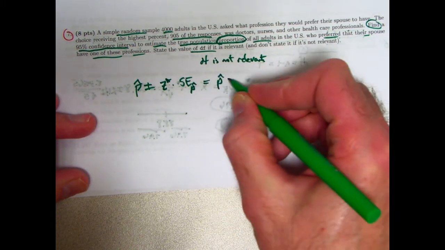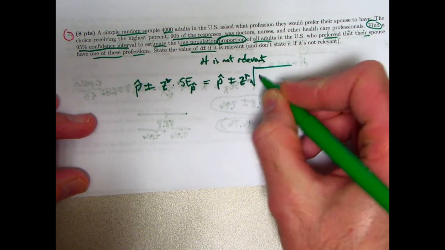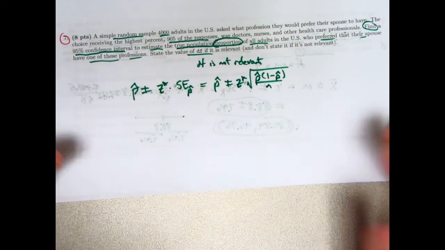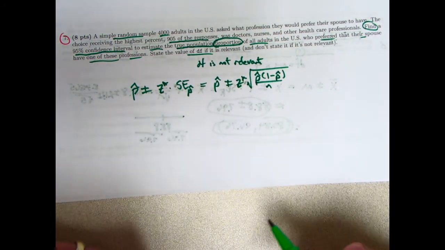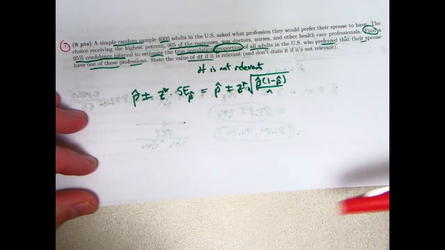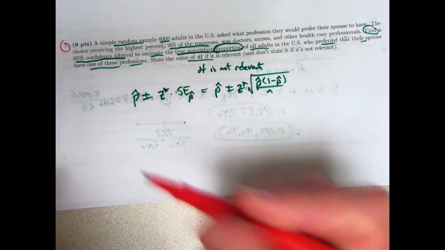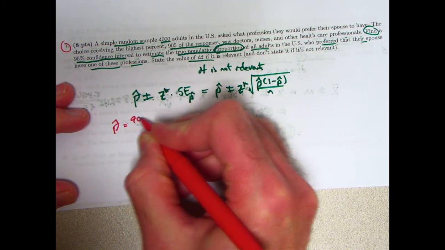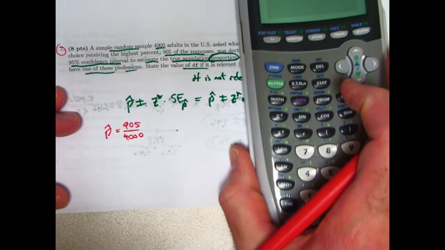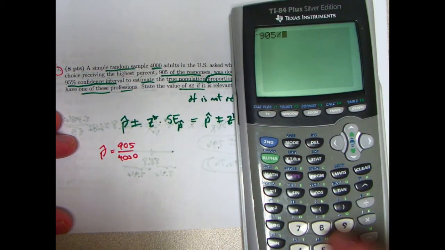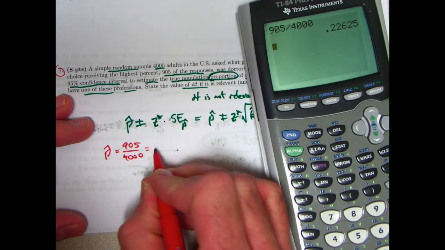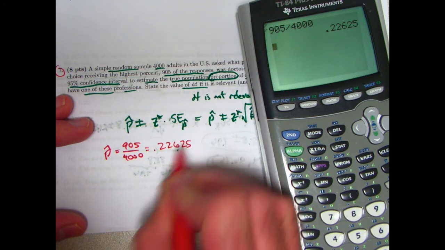The formula for that standard error is the square root of p hat times 1 minus p hat divided by n. Okay, we are looking at one sample here. It's not a two-sample problem. What is p hat? It's not 905, it's not 4,000, it's the ratio 905 divided by 4,000. P hat is 905 divided by 4,000, about 0.22625. Actually, that's exactly 0.22625.